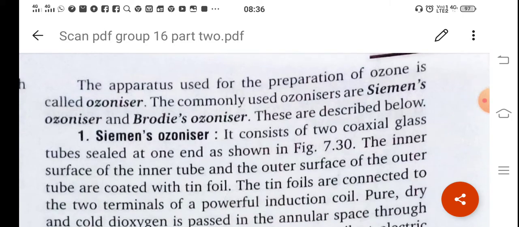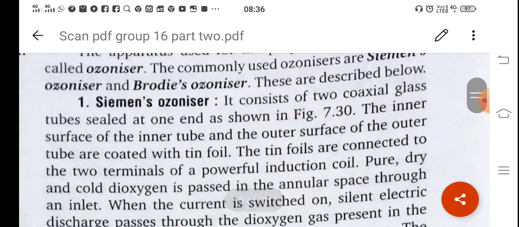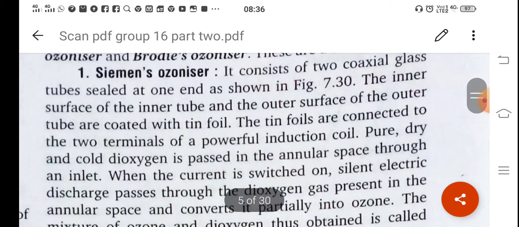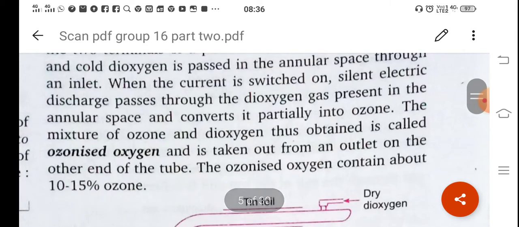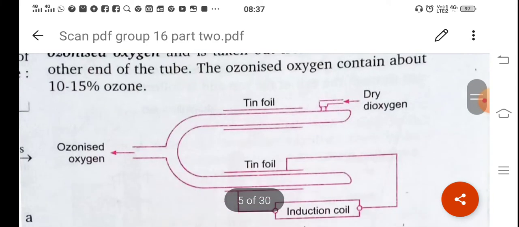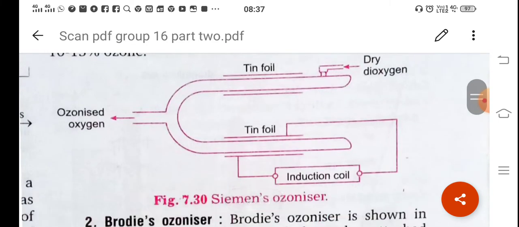Siemens ozonizer consists of two coaxial glass tubes sealed at one end. The inner tube and the outer tube are coated with tin foils. These are connected to the two terminals of a powerful induction coil. Pure and cold dioxygen is passed through the inlet and the current is switched on. The electric discharge converts dioxygen into ozone, and we get a mixture of dioxygen and ozone, which is obtained as the product and is called ozonised oxygen. The entire diagram is shown here, showing how we can prepare it.